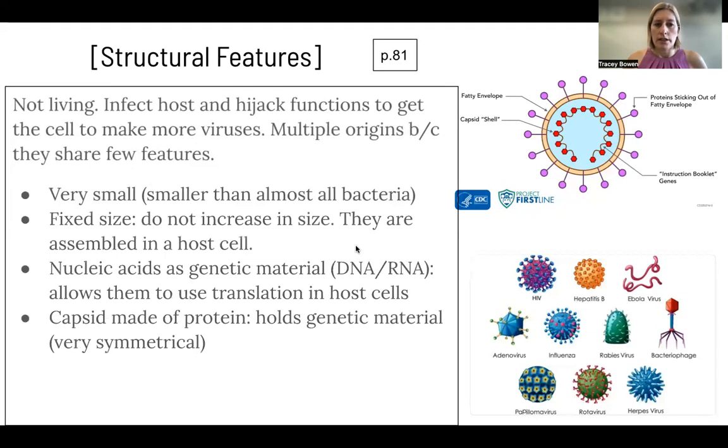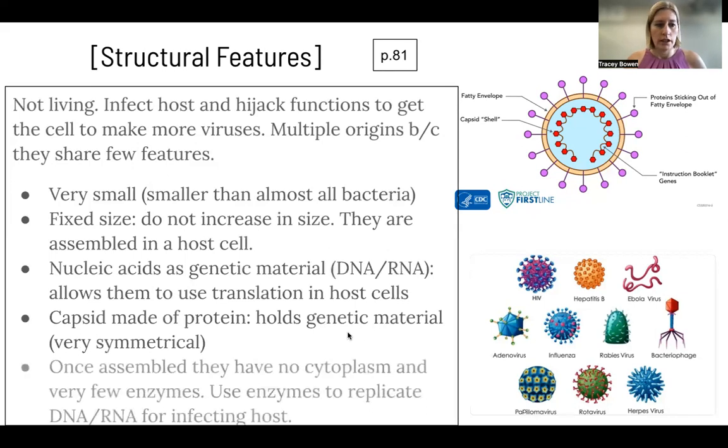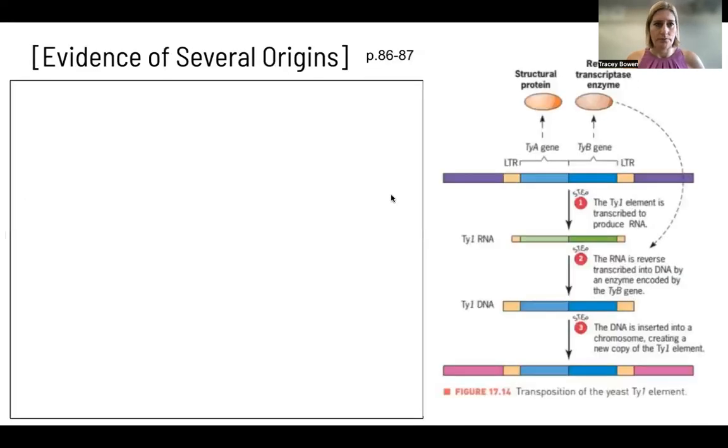They have capsids made of proteins, and that's going to hold the genetic material. But where the capsid is can differ as well. Capsids are very symmetrical. And once they're assembled, they have no cytoplasm and very few enzymes, but they do use enzymes in many cases to replicate DNA or RNA for infecting the host.